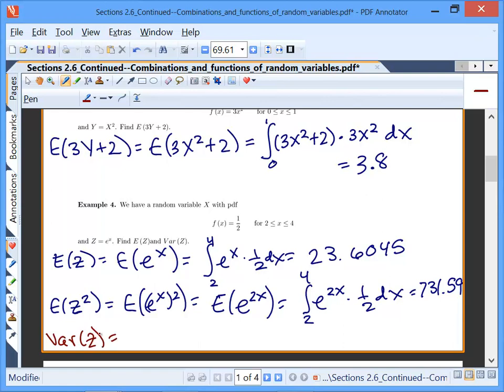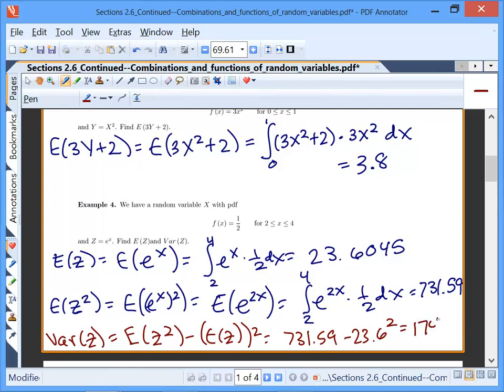Okay, the one we used over there, so I need to do the expected value of z squared minus the expected value of z quantity squared. So this is 731.59 minus 23.6 squared, which gives me 174.6.